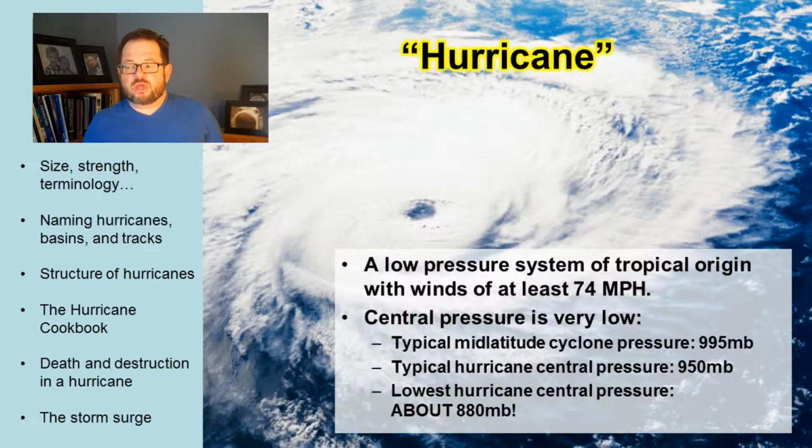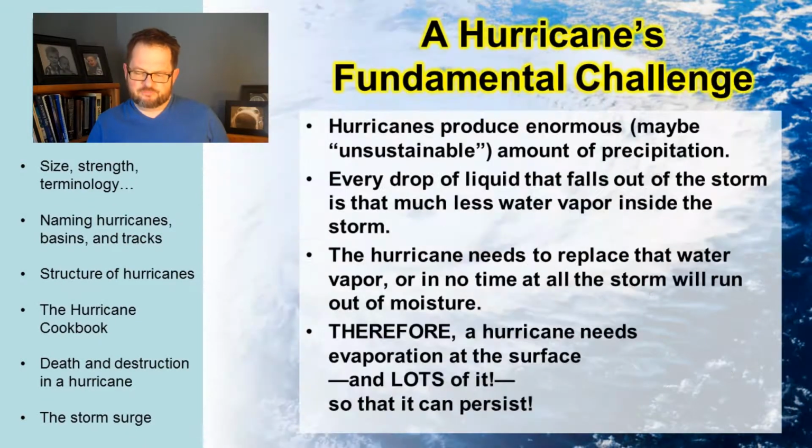Just to give you a sense, one way in which they're different is that their pressure tends to be a whole lot lower. If you remember that average surface pressure at the surface of the Earth is something like 1,013 millibars, a typical mid-latitude cyclone that comes through Omaha might have a pressure of like 1,000, maybe 995 millibars. A typical hurricane, though, has much lower pressure, more like 950 millibars, and the lowest hurricane pressures that have ever been observed are more like 880 millibars. So hurricanes, in general, are considerably lower pressure systems than mid-latitude cyclones are.